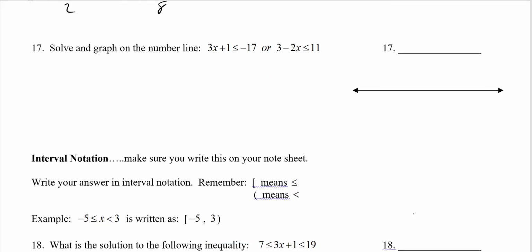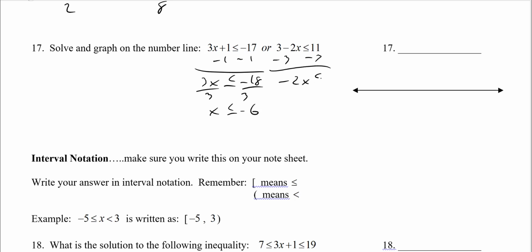All right, so or means where there's, you don't talk about overlap. Wherever the line is, that's the answer. So I'm going to solve each one of these. I'm going to subtract 1. So I get 3x is less than or equal to negative 18. Divide by 3. I don't divide by negative, so it stays pointing to the left. So x is less than or equal to negative 6. And this one, subtract 3 from both sides. So you have 2x less than or equal to 8. Divide by negative 2. X is greater than or equal to negative 6.